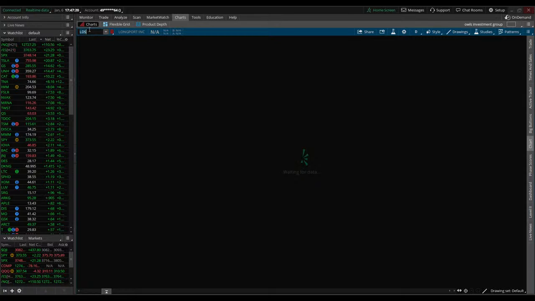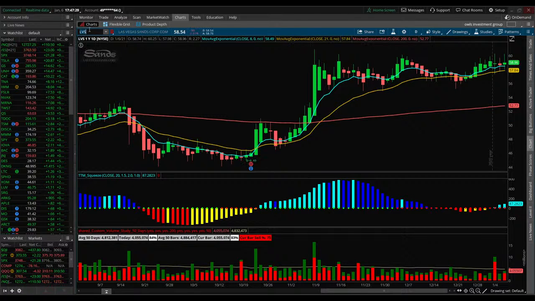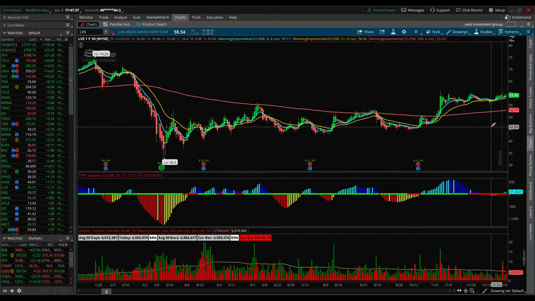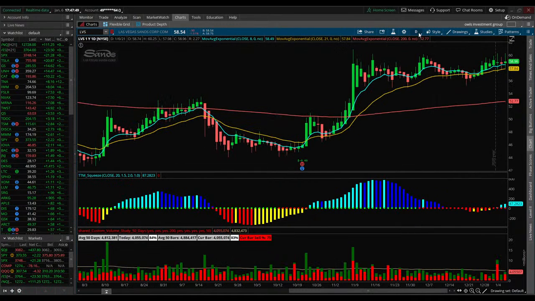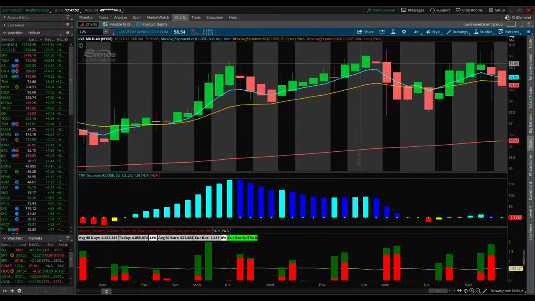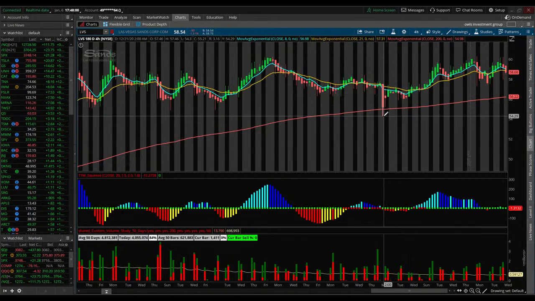LDS? Oh, LVS. All right. So daily, yeah, riding above the 8 EMA. TTM, it's going long, but hasn't necessarily fired. Let's check 4-hour. Let's see how this looks in the 4-hour too. 8 and 21 are right there. This is going to be a good setup, I think, tomorrow.